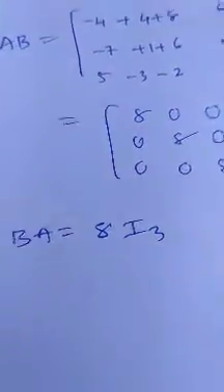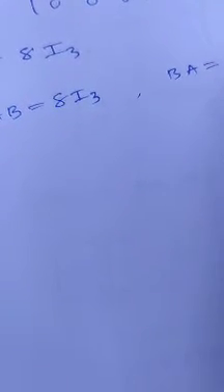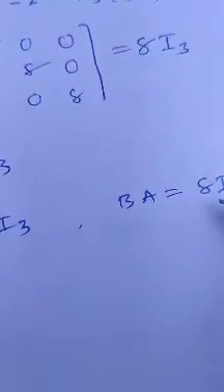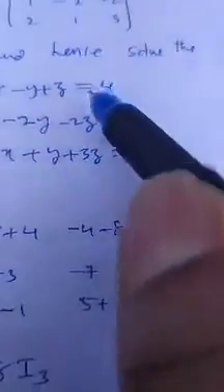Similarly, if you find B into A, again you will get 8 into I3. I am not solving here. If you solve, you will get 8 into I3. So what we got? A into B is 8 into I3, and B into A is also 8 into I3. Now we have A and B. By using that, we have to find the solution of the system of equations.